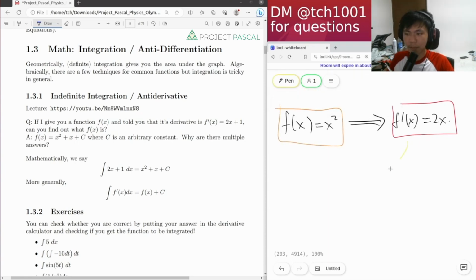Given 2x, I want you to find x squared. So this may seem simple for small examples, but it turns out integration of general functions is actually very difficult. Some functions don't even have a closed form for the integral. So you often denote integrals with the integral sign.